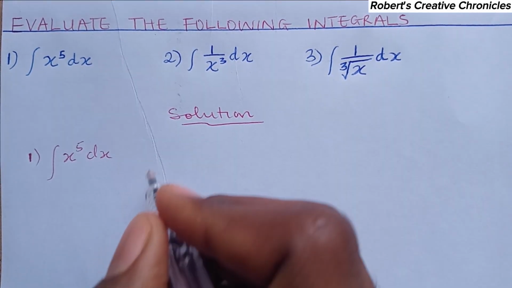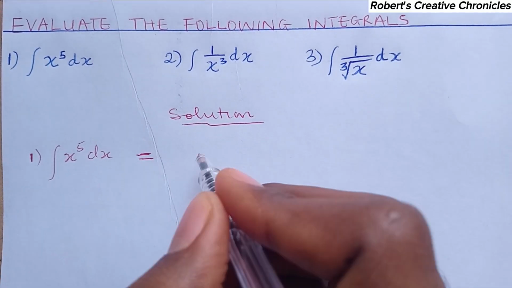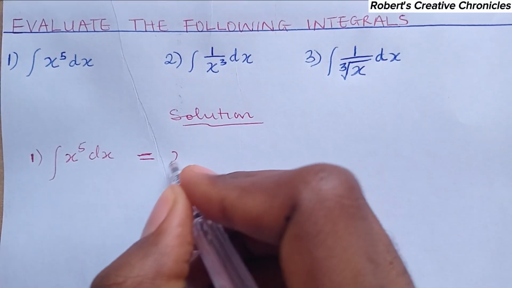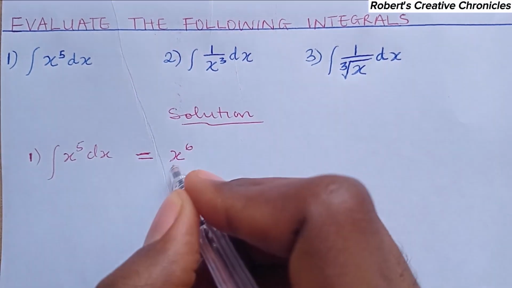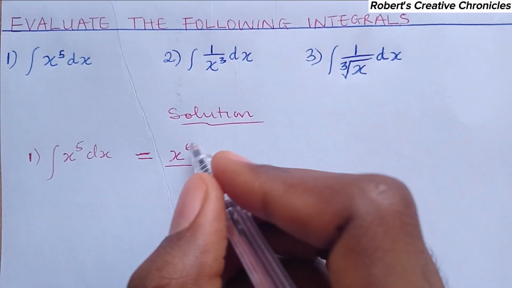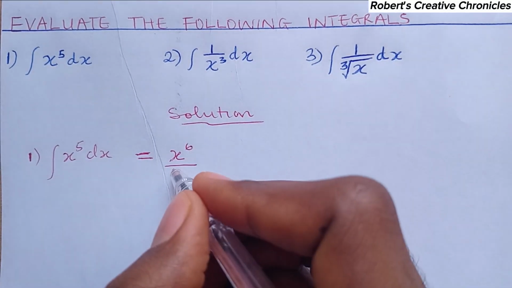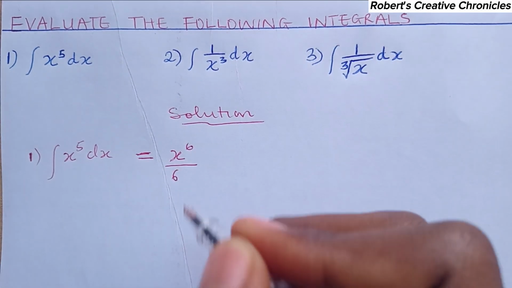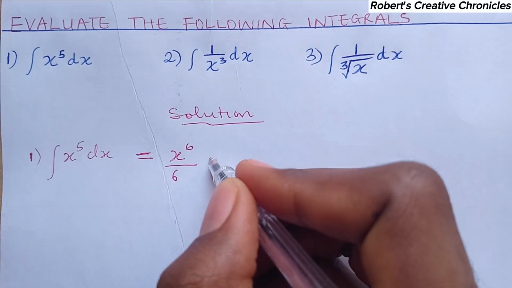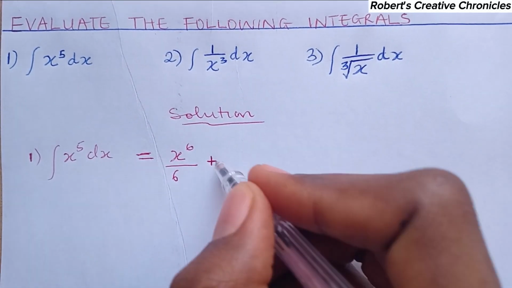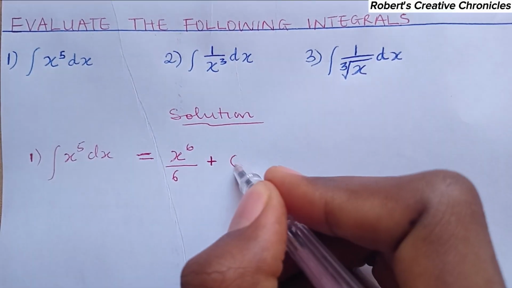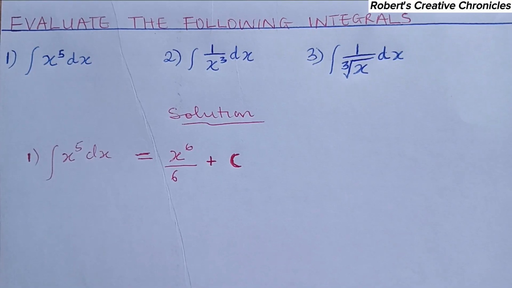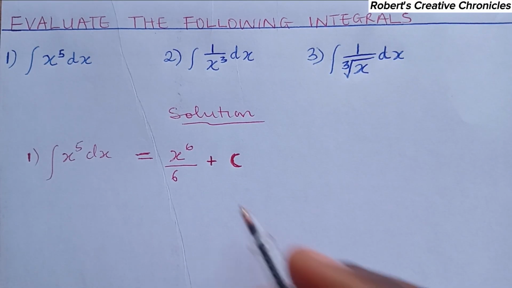So it will be, we add 1 to the power, which is 6. So it will be x to the 6, then what we got after we add 1 to the power, we divide it by the whole expression. Then you add the constant, since it's an indefinite integral, plus c. This is the constant of integration. So this is the answer.